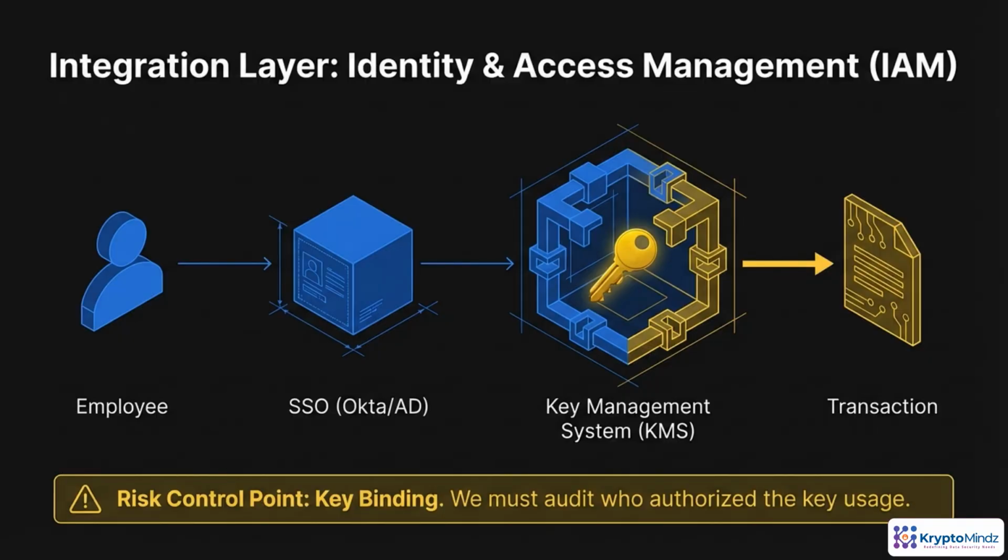Identity and access management is the glue between people and cryptographic keys. An employee never talks to the blockchain directly. They authenticate through SSO, which asserts who they are and what they're allowed to do. That identity is mapped to a specific key in the key management system, which is what actually signs a transaction. The critical risk is key binding. Can you later prove which human, role, or service actually caused that signature? Strong auditing and clear mapping live exactly here.